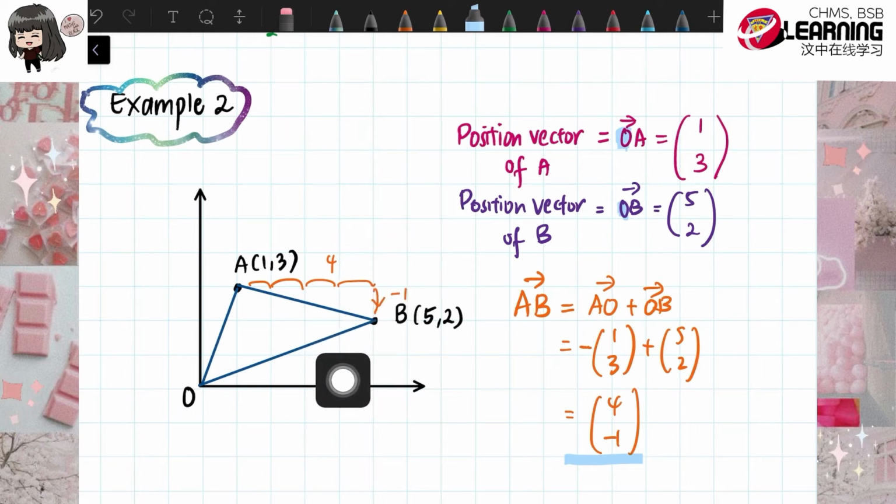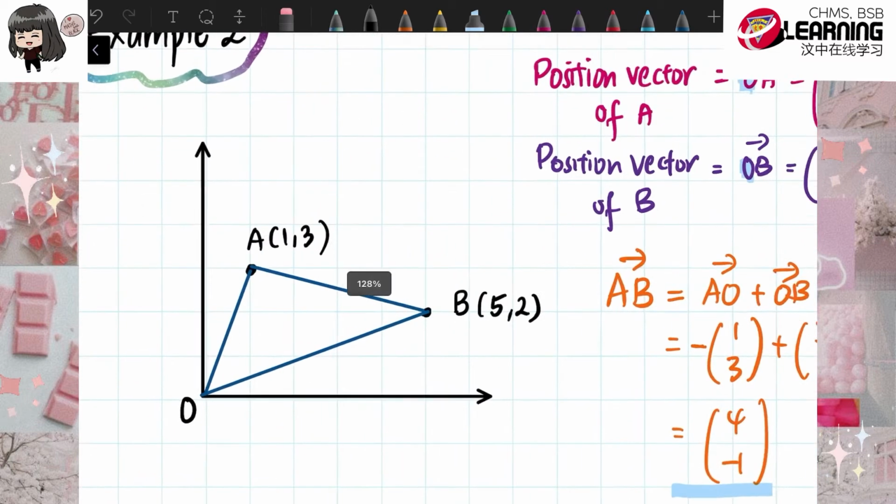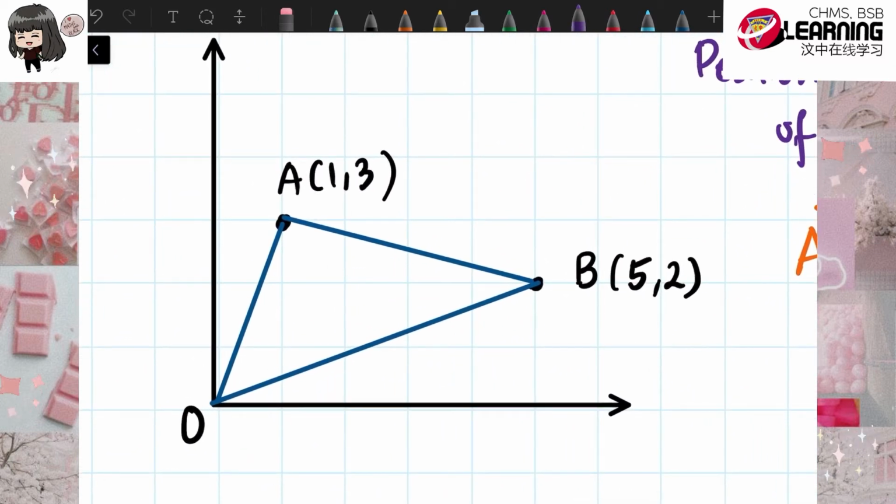Okay, another method, by the way, this is called the vector method. Another way of doing this is by looking at the coordinates. I'm going to teach you how to look at the coordinates. This is the coordinate of X.